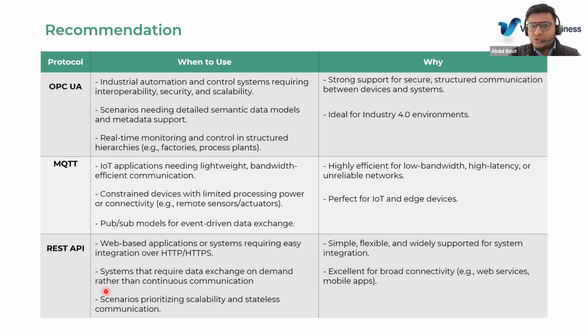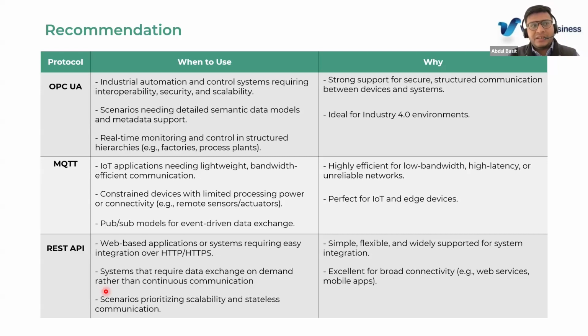The second technology is MQTT. We recommend to use MQTT, for example, for IoT applications where the need is to have lightweight and bandwidth effective communication. Okay. Also when the processing power of the devices is not very high. For example, if you want to collect the data from remote sensors or actuators, you can use MQTT. MQTT also uses a publisher subscriber model for event-based data exchange. There is no direct communication between your publisher and subscriber. Everything is going through a broker, and it's basically an event-driven data exchange. So if there is a new event, the publisher will publish and the subscriber can read the data. Okay, there is no continuous communication, so it's highly efficient for low bandwidth, high latency, and unreliable networks. And also perfect for IoT and edge devices.